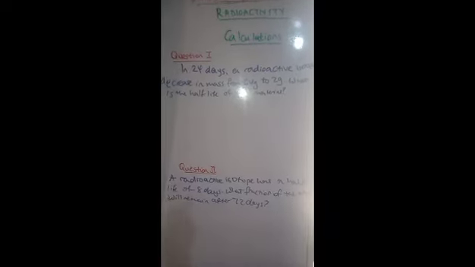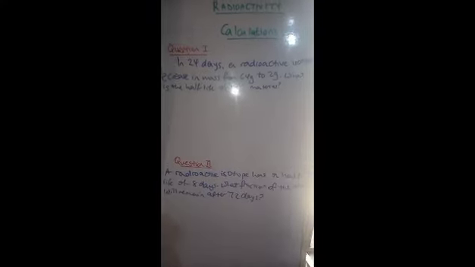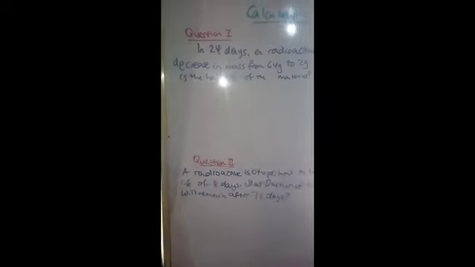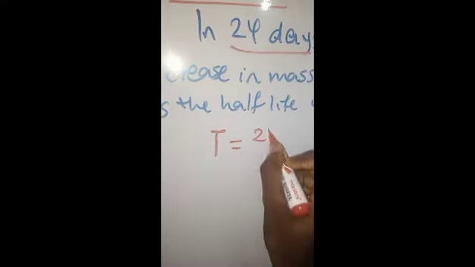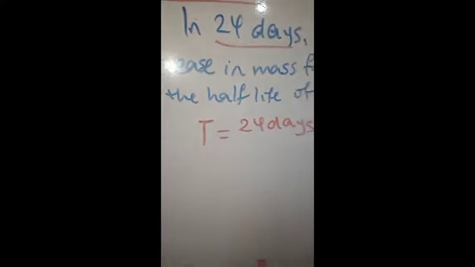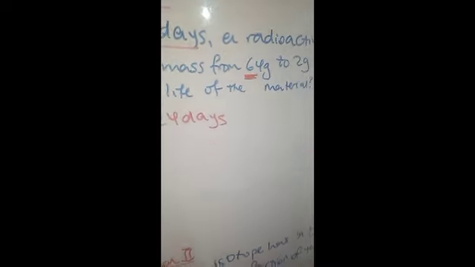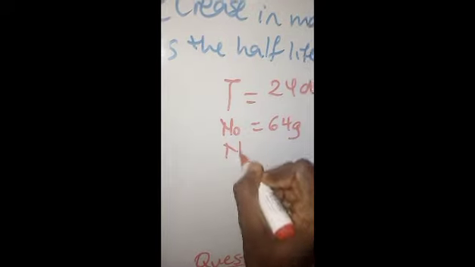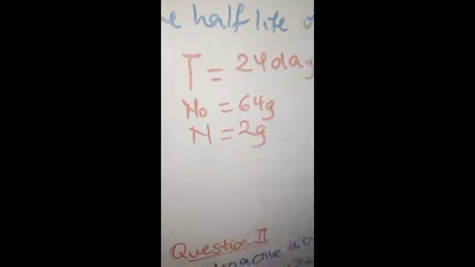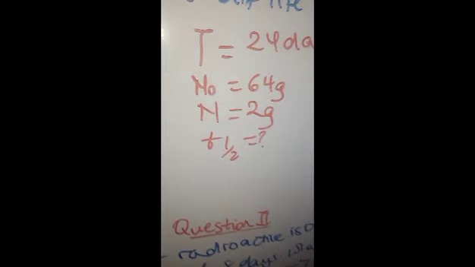We have the first question here. In 24 days, the radioactive isotope decreases in mass from 64 gram to 2 gram. What is the half-life? Your 24 days is your time. Decrease in mass from 64 gram: this is your initial amount, 64 gram. To 2 gram: this is your final amount, 2 gram. Then they ask what the half-life is.